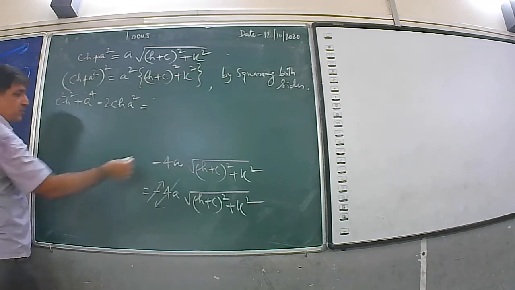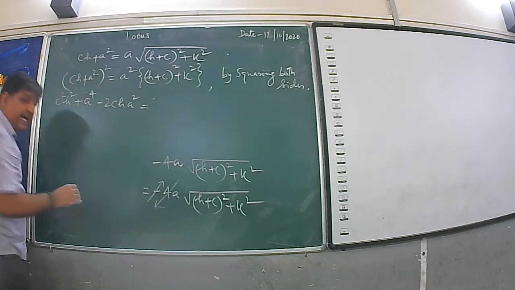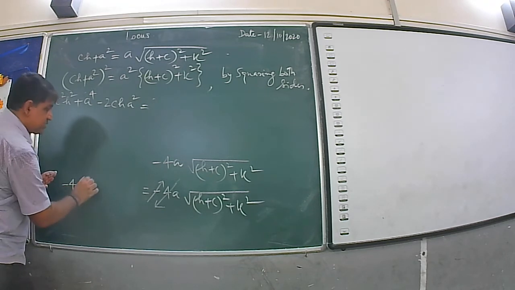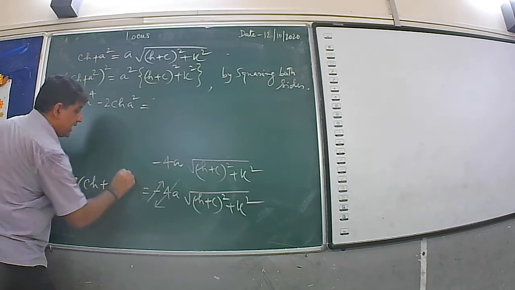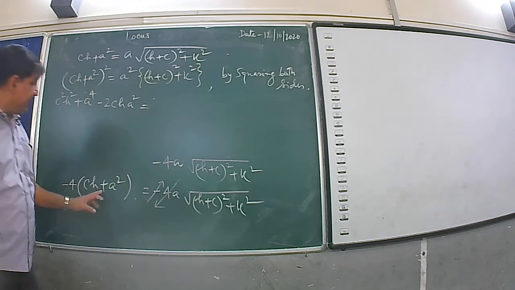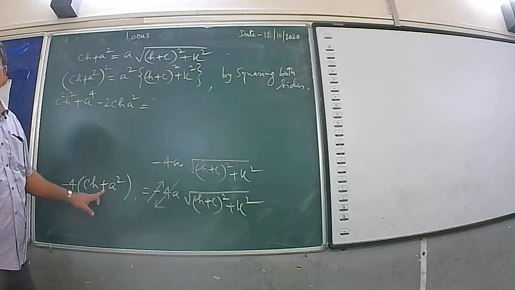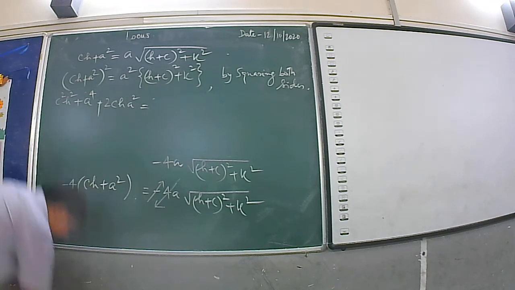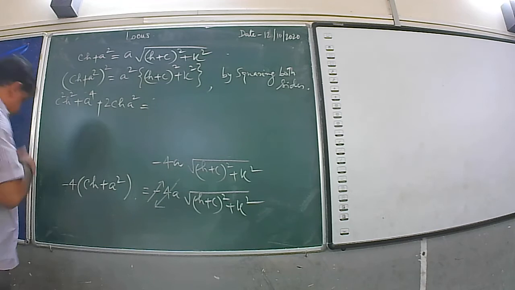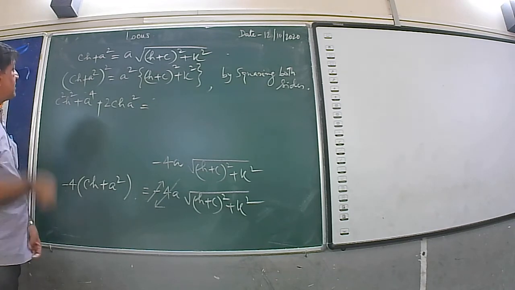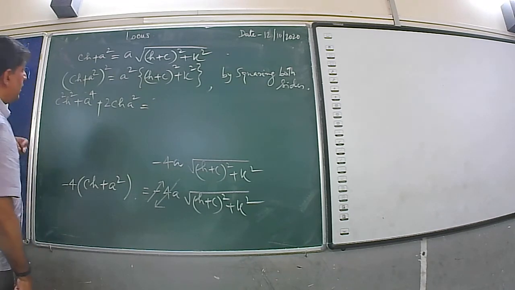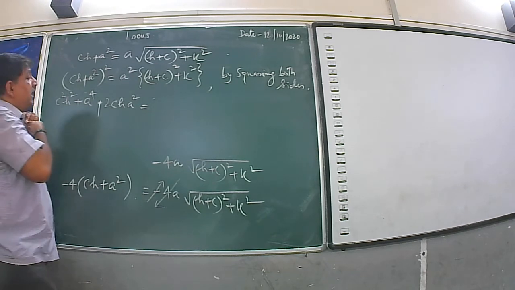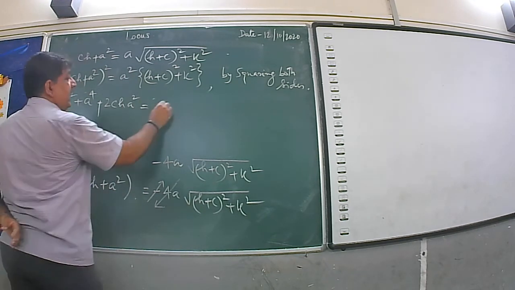It becomes plus. Why plus? Because here what we have done, that is, if you have taken common minus 4, it becomes 4CH plus A square. So that mistake we have done in writing. So it should be plus A square. Remember it. Now here we have plus, here we have, that is plus 2CHA square. Now is equal to A square.